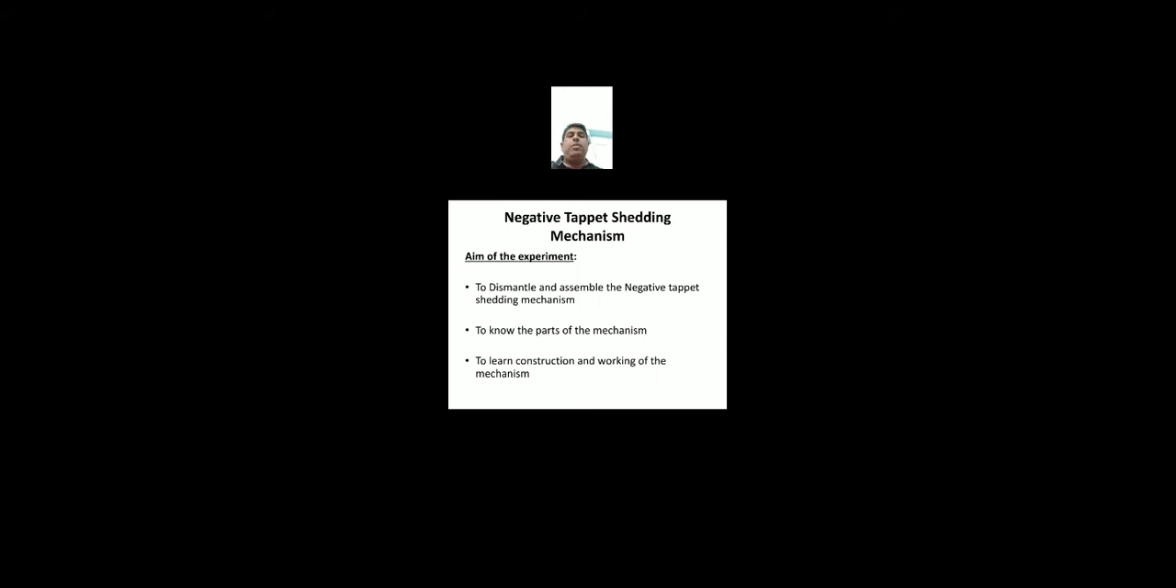Tappets are also known as cams. So negative. Why is it called negative? Why is it not called positive? We will learn it slowly.